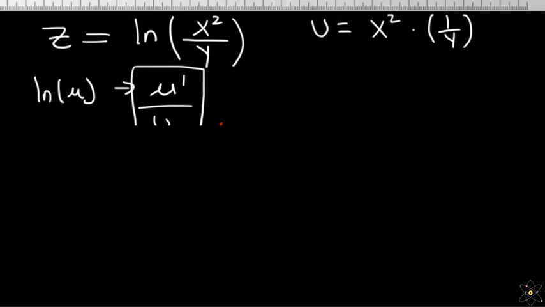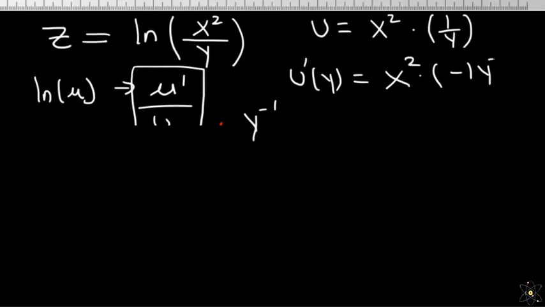Now let's find it with respect to y. So let's find u prime with respect to y. So x squared is going to be treated as a constant this time, so we can rewrite it. Now 1 over y is y to the minus 1, and the derivative of y to the minus 1 is negative 1, y to the minus 2. So u prime with respect to y is negative x squared times 1 over y squared. So we're going to write it like that.